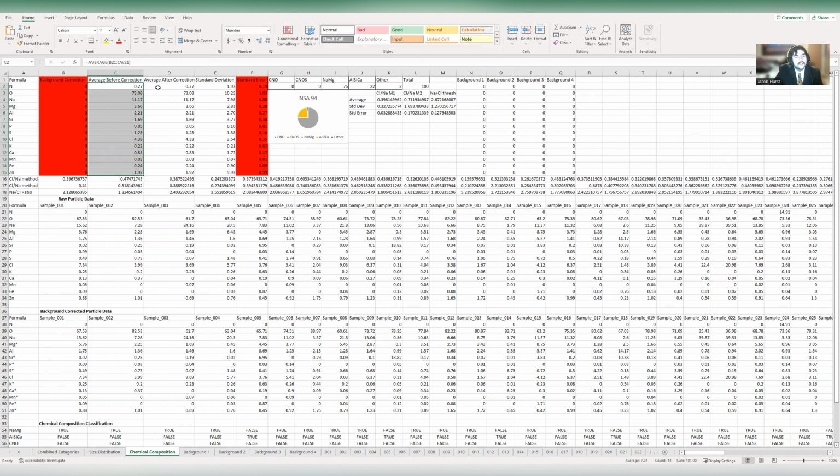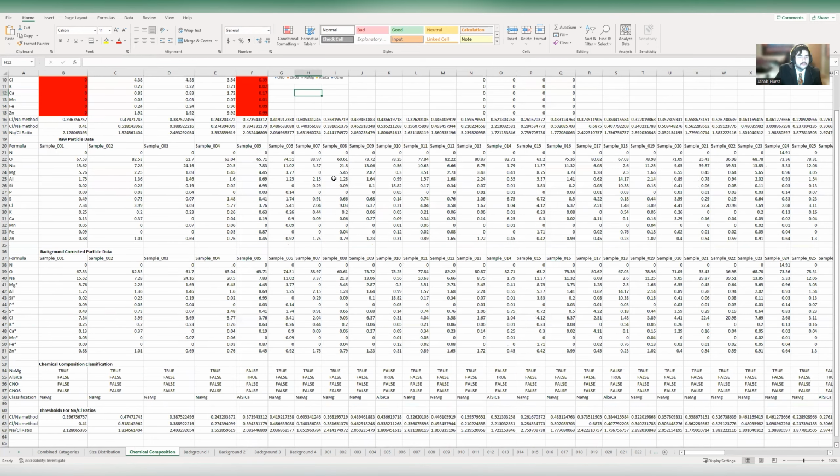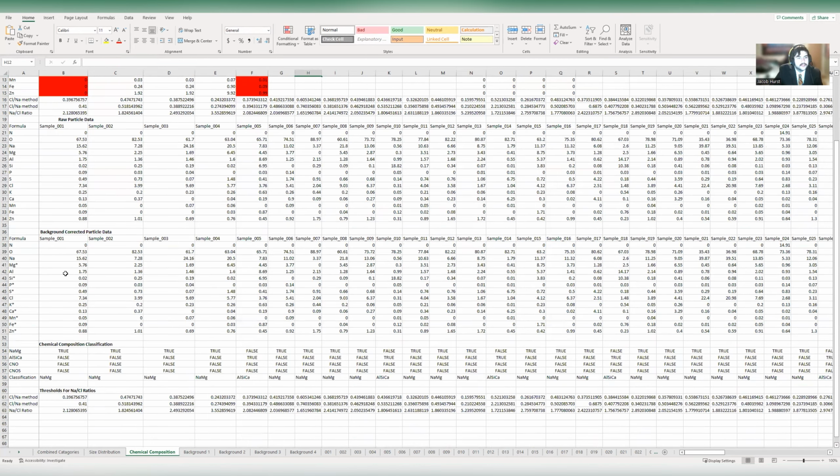So then what it does here is this after correction tab, we will go ahead and it subtracts this background correction from this average before correction to create this average after correction, okay? And then from here, we take the standard deviation of that. We can also find the standard error, which is pretty nice. And then, yeah, from there, that's how I get most of my particle data for this summary of averages here. So I will go on to a different part here. So this is all automated, by the way, so that's pretty cool.